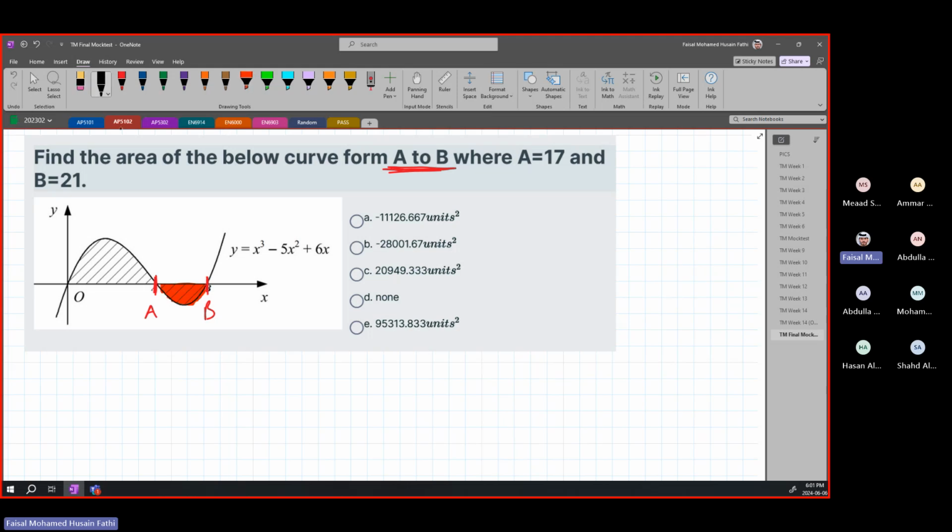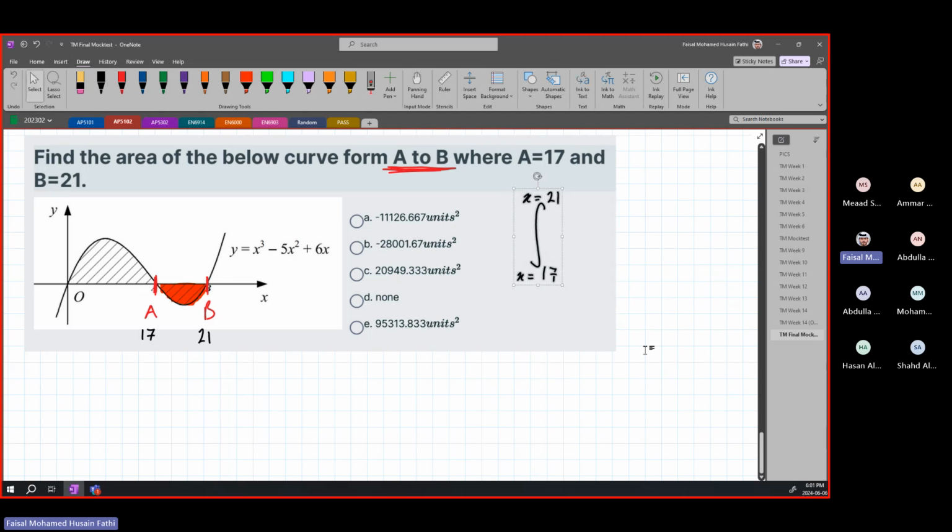All right, so what does this mean? From A to B, where A equals 17 and B equals 21. So they gave you the values of A and B. This basically means when you are doing your integration, remember, to find the area under the curve, you are going to be integrating. So it's going to start from 17, which is the value of A, all the way to 21, which is the value of B, because these are your x values. All right, so another way I usually write it is from x equals 17, so you guys understand where it's going from, to x equals 21.